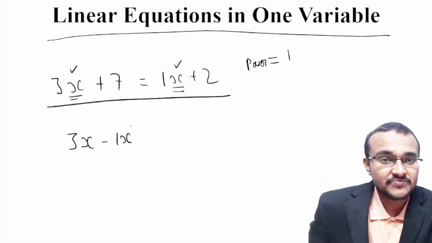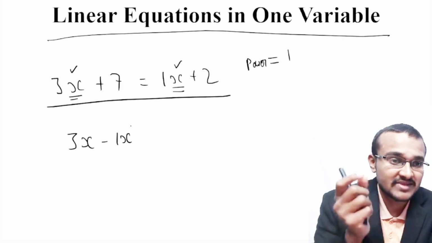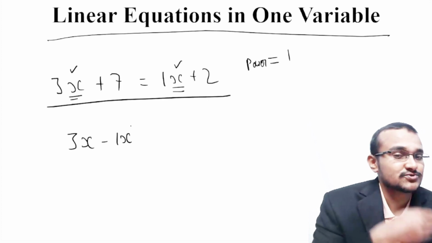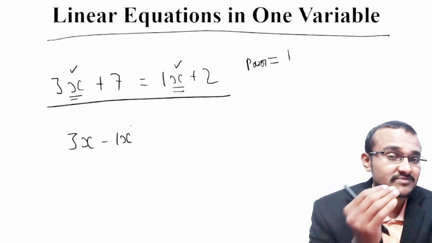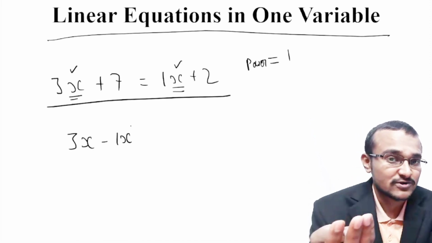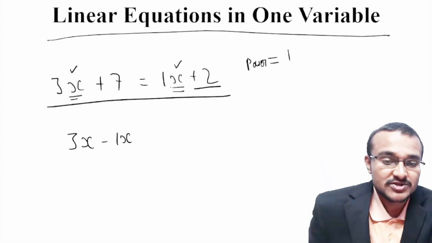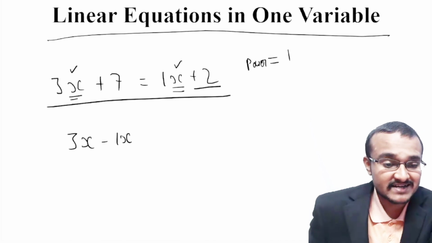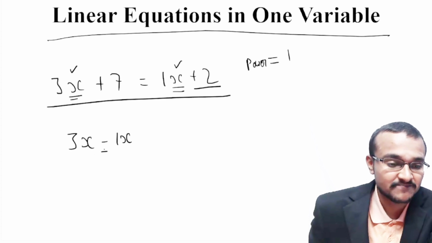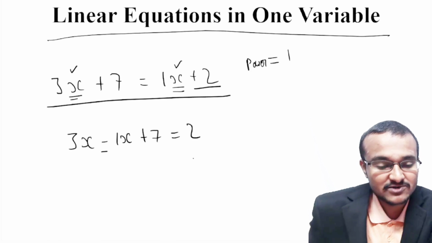Always remember, if you move a term from LHS to RHS or from RHS to LHS, then addition becomes subtraction and subtraction becomes addition. If you move multiplication to the other side, it becomes division, and if you move division to the other side, it is converted into multiplication. Now 1x is added with this 2, so I am bringing this 1x to the left hand side, hence it becomes subtraction on the left hand side, so it will become minus 1x. So 3x minus 1x, and 7 will stay here itself, equal to 2.